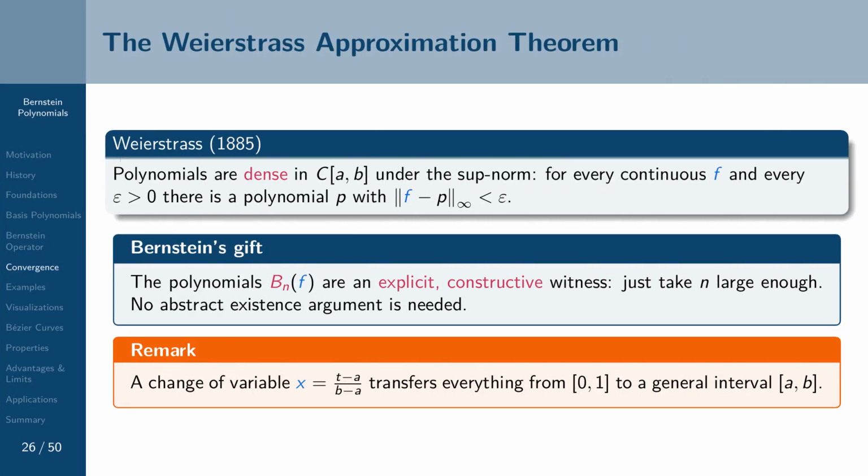Step back to see what we have achieved. Weierstrass proved that polynomials are dense in the continuous functions under the sup norm. That is an existence statement. Bernstein's polynomials are an explicit, constructive witness to that theorem. To get within epsilon, just take n large enough. No abstract argument is needed, and a simple change of variable transfers everything from the interval 0 to 1 to any interval a to b.